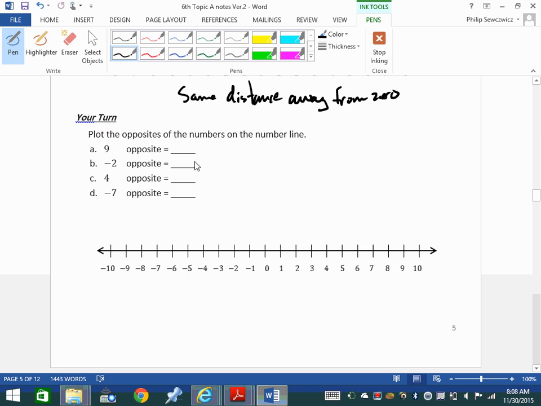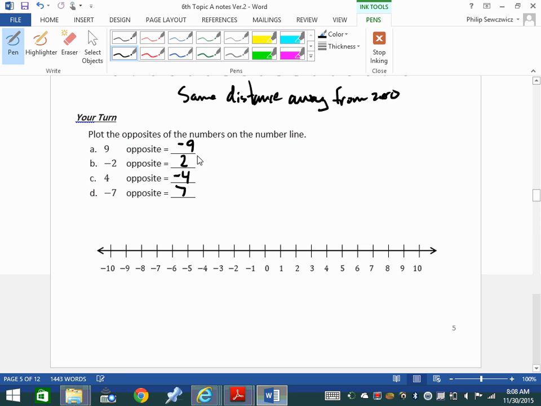The opposite of 9 is negative 9. The opposite of negative 2 is a positive 2. It's like the opposite of hot is cold. The opposite of 4 is negative 4. And the opposite of negative 7, go and say it, is 7. Again, the opposite of a negative is a positive, and the opposite of a positive is a negative.